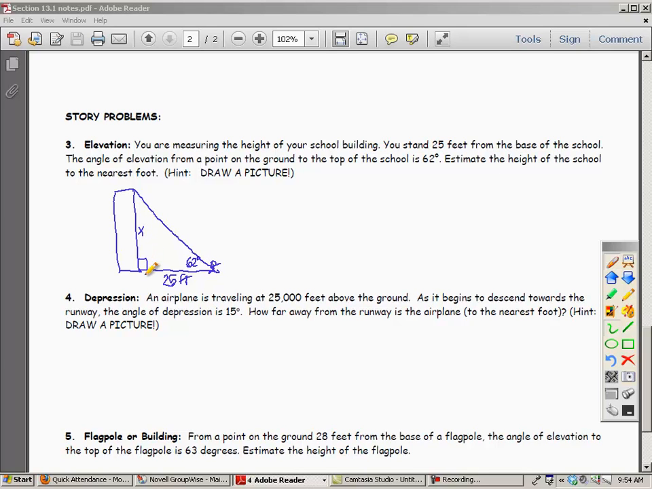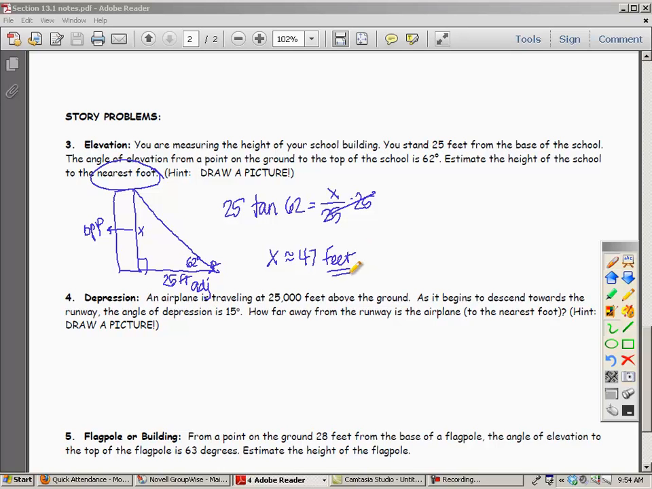Can you see my right triangle? Now, as I look at my right triangle, I want to talk about what sides of the triangle I have. Well, the height is going to be the opposite, and the distance I am away is the adjacent. So what trig value uses opposite and adjacent? Well, that's tangent. So the tangent of 62 is the opposite, which is x, over the adjacent, which is 25. We multiply both sides by 25. Now they want my answer to the nearest foot. So when I plug this in my calculator, the height of the building is approximately 47 feet tall.